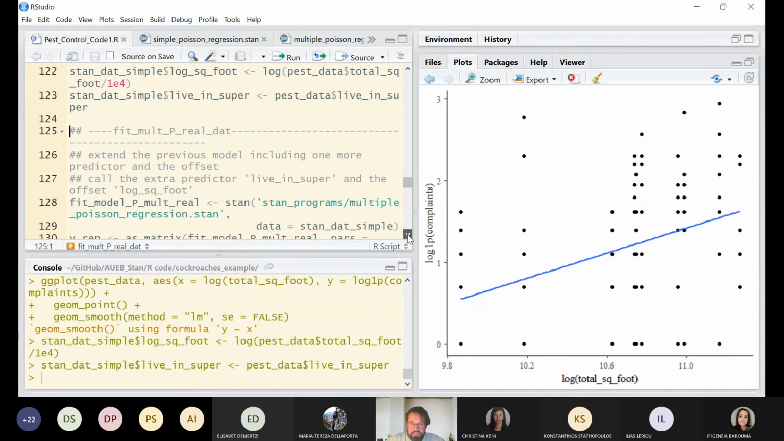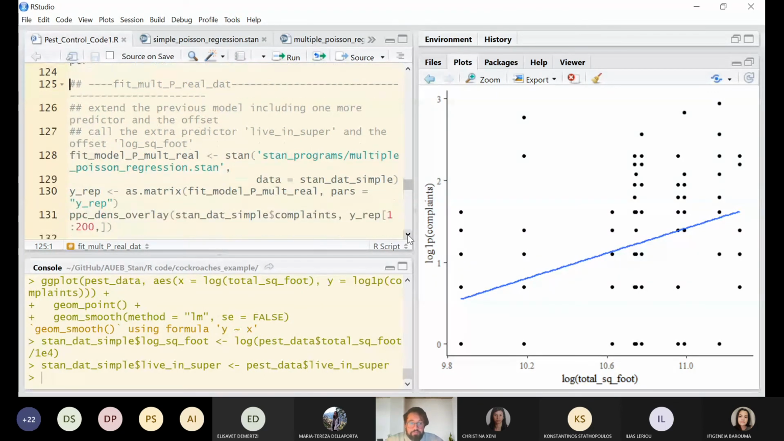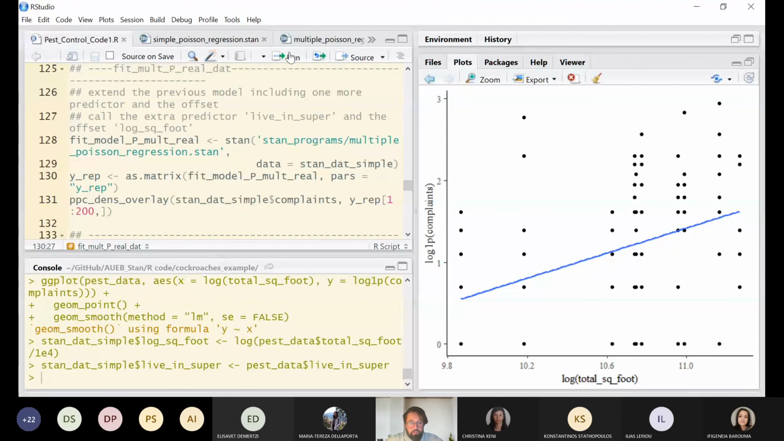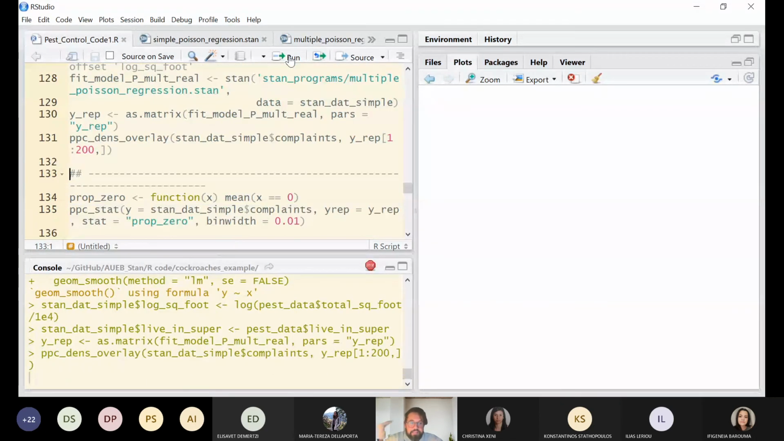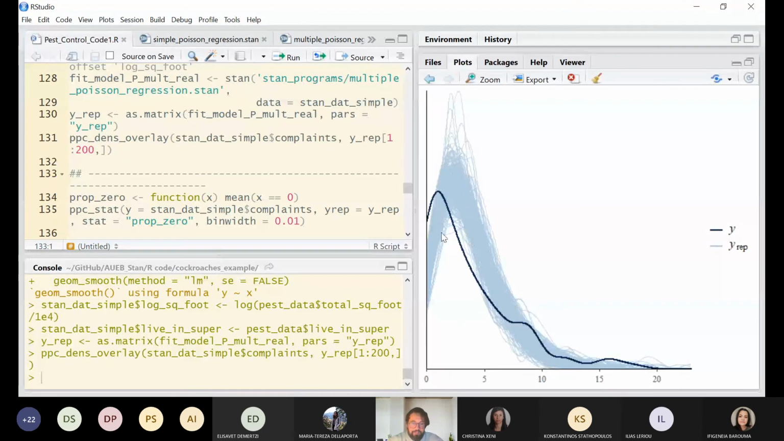This is called multiple_Poisson_regression.stan. It is quite similar to the previous one. We can extract also from this model the hypothetical replications, and then you can check this model again with exactly the same tools that we used so far. So in this case, with the PPC dens overlay at the beginning. But you immediately realize that, yes, the model slightly improved, but not so much. So maybe it's better than before, but still it's not perfect.